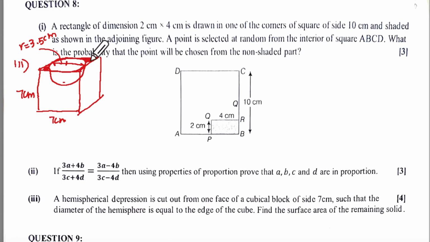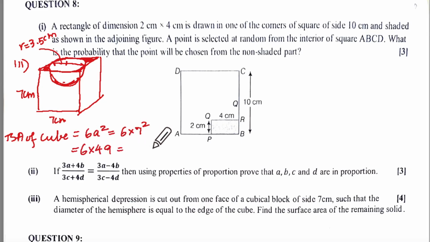This part will be painted, which means 6a square minus pi r square will be painted. But then this part also will be painted, no? What is this part? This will be the CSA. Understanding? So you will need TSA of cube first. That will be 6a squared, means 6 into 7 squared. How much is that? 6 into 49. How much is that? Quickly multiply, tell me.